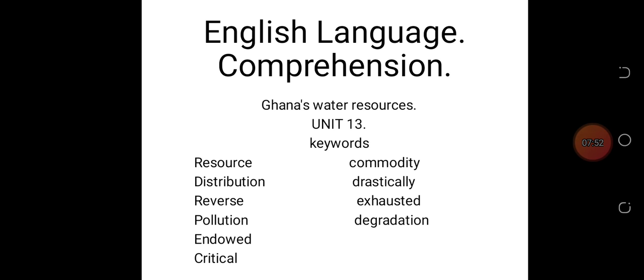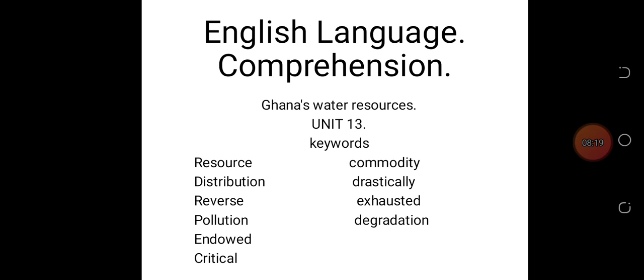Then we have exhausted. Exhausted can mean a whole lot of things, but I want to link it to the passage. I know that when we say exhausted, it could mean tiredness, it could mean worn out. But for our passage, when we say exhausted, it means something which has been completely used up, such as supplies. Something that has been completely used up has been exhausted.